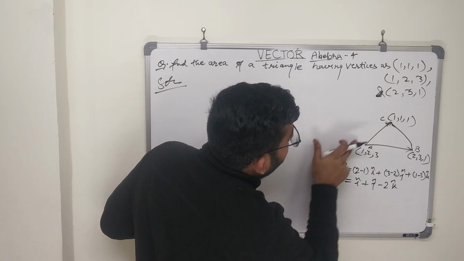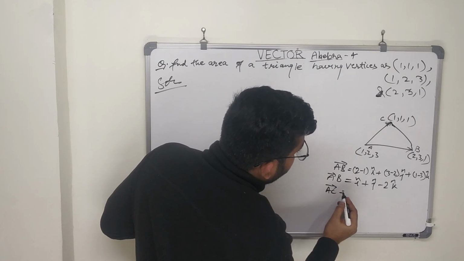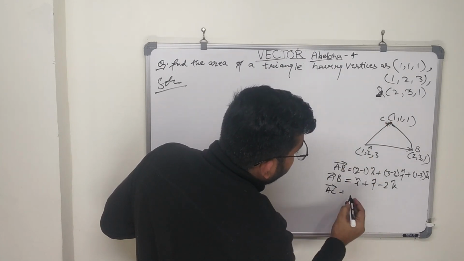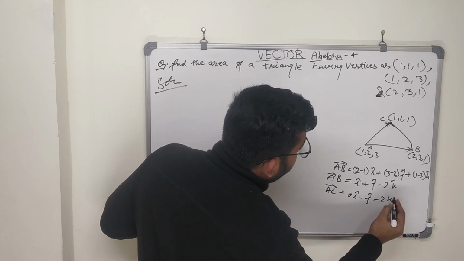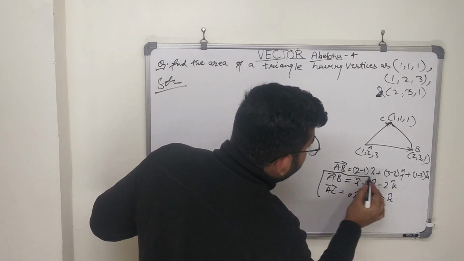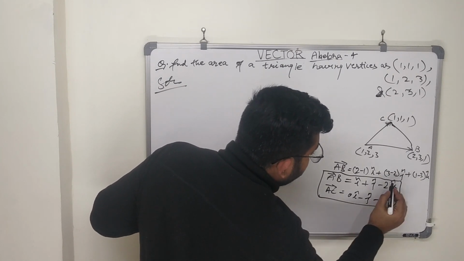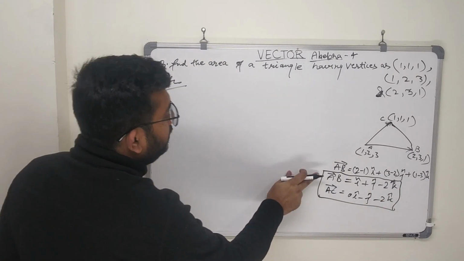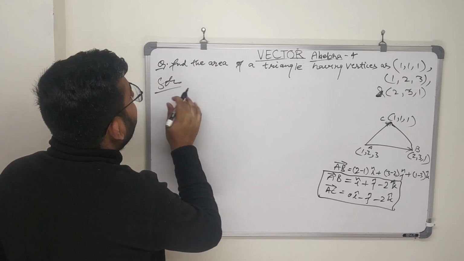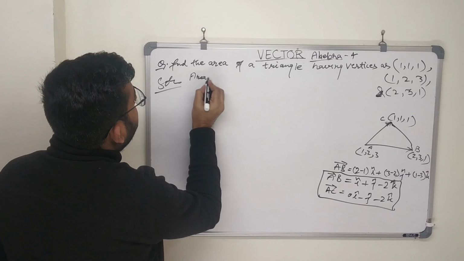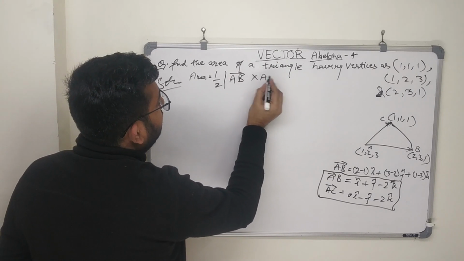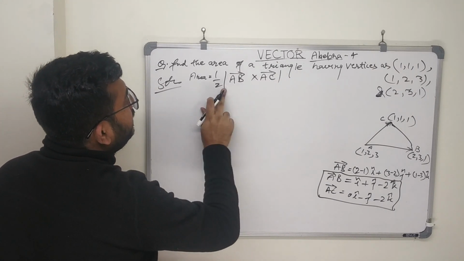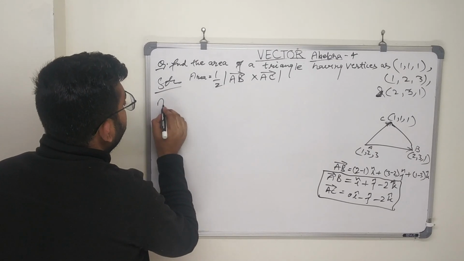Similarly, calculating the vector AC. So this will be equal to x2 minus x1, that is 0 i cap minus j cap minus 2 k cap. So these are the two sides of the triangle as vectors. So with the help of these two, we can calculate the area of the triangle, that is area is equal to 1 by 2 of the magnitude of AB vector cross AC vector. So now first calculating AB vector cross AC vector.